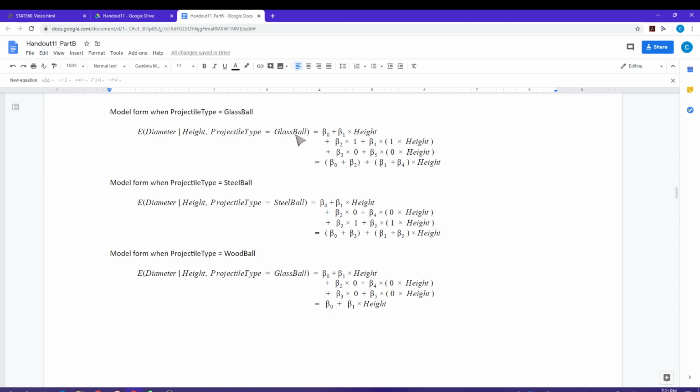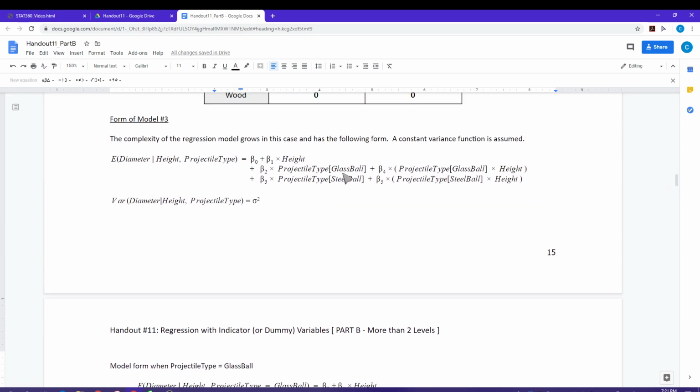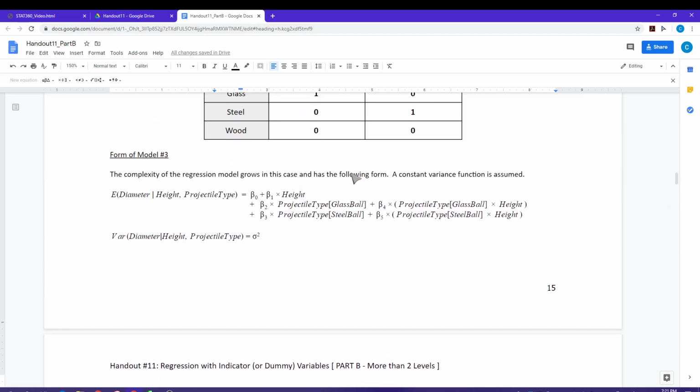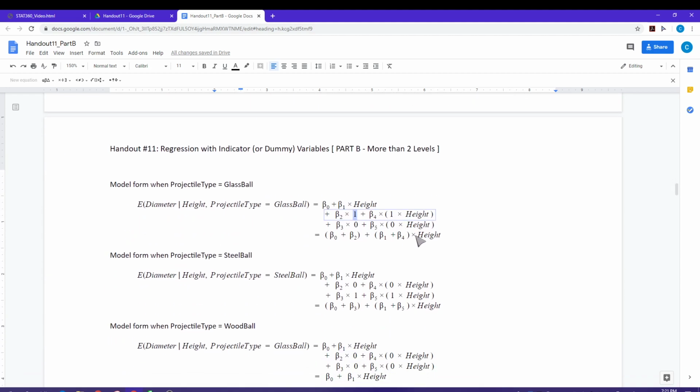So for a glass ball, again at 1 right there, the beta 2 coefficient, or the term that is associated with beta 2, is projectile type glass ball. And if I'm talking about a glass ball, then that's going to be set to 1. Likewise, I'm going to have projectile type glass ball set to 1 over here as well, so I'm going to end up with a beta 4 times height. So that's what we get here.